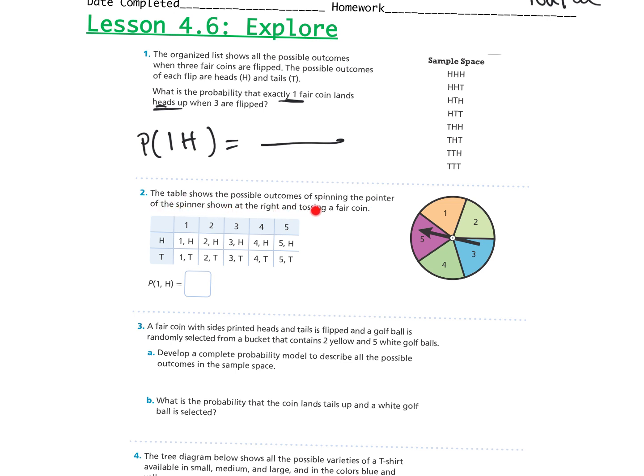This one, it says, the table shows the possible outcomes of spinning a pointer of the spinner shown at the right and tossing a fair coin. So what they want you to find is the probability of 1H. Well, that just means you've got a 1 on the spinner and heads when you flip the coin. You need to look at the table they've already built for you and figure out, well, what is my probability? What's my favorable and what is my total?